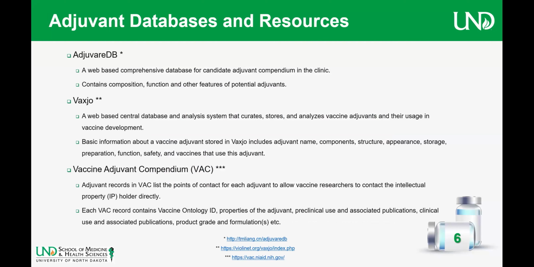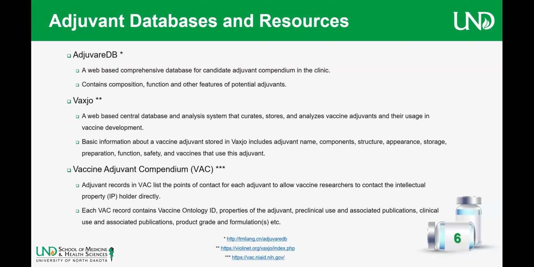VaxJo is a web-based central database and analysis system that curates, stores, and analyzes vaccine adjuvants and their usage in vaccine development. Basic information about vaccine adjuvants stored in VaxJo includes adjuvant names, components, structures, appearances, storage, preparation, function, safety, and vaccines that use those adjuvants.